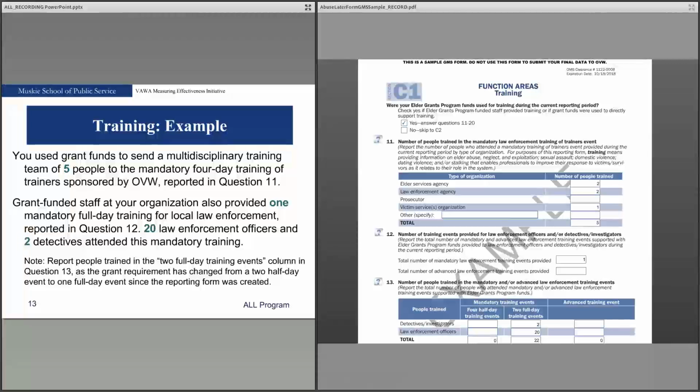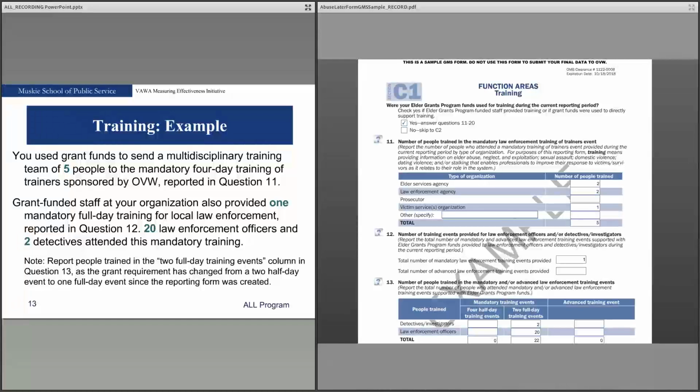1 mandatory law enforcement training event provided. Question 13 is asking about the number of people who were trained in the mandatory and advanced law enforcement training events, where, in our example, 20 law enforcement officers and 2 detectives attended this mandatory training event provided for law enforcement officers and detectives.